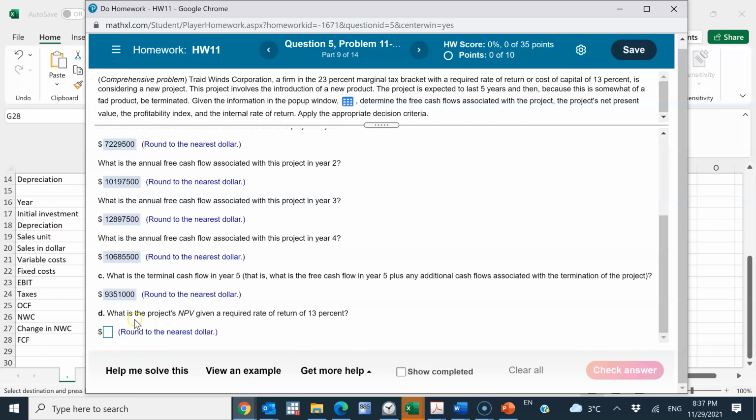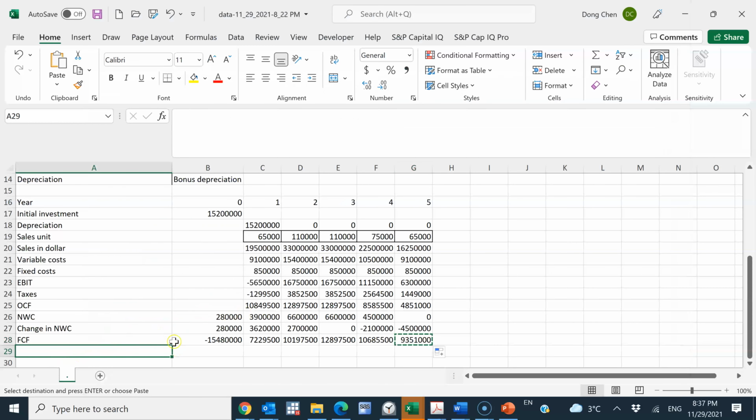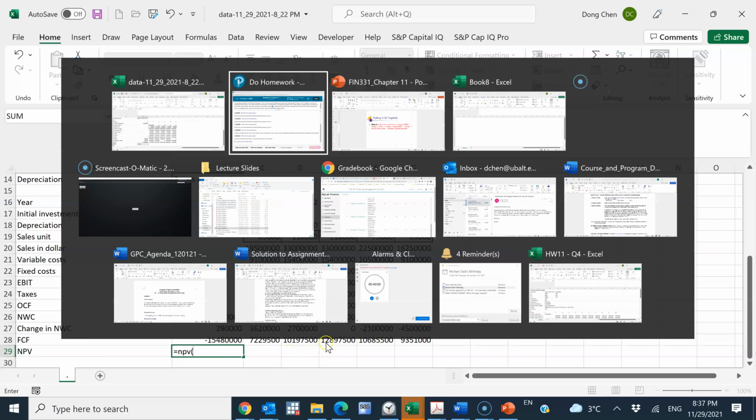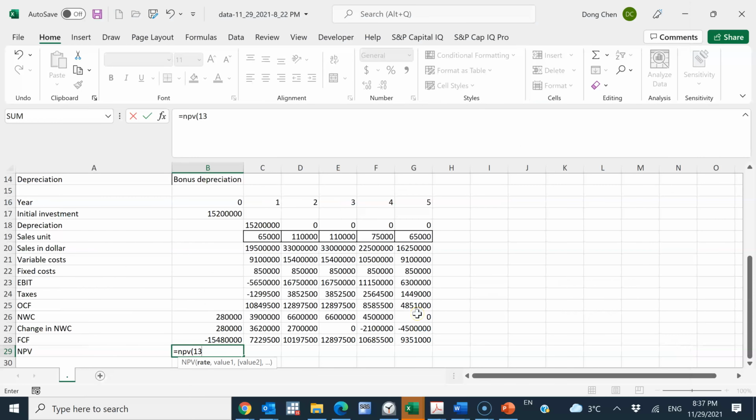terminal cash flow. And part D, what is the project's NPV given a required rate of return of 13%? So now I have the free cash flow for each year. The rest of the job is to calculate the capital budgeting decision making criteria. I mean the NPV first. For NPV, we can use the NPV function in Excel. So equals NPV, open it. The first argument is the discount rate. So the discount rate here is 13%.